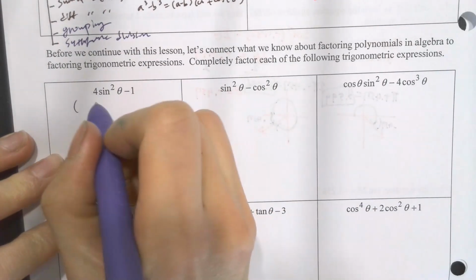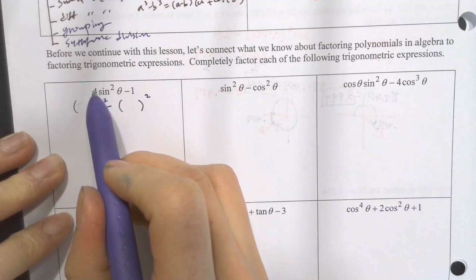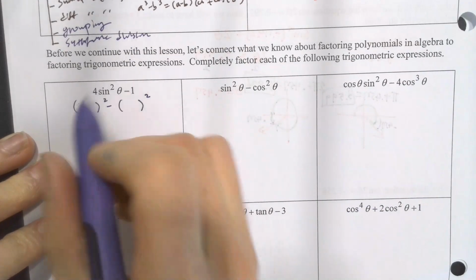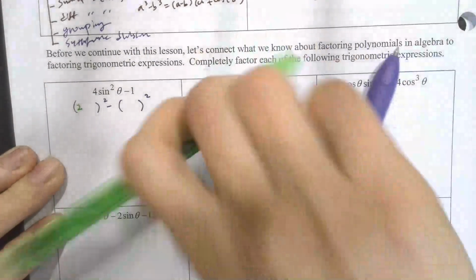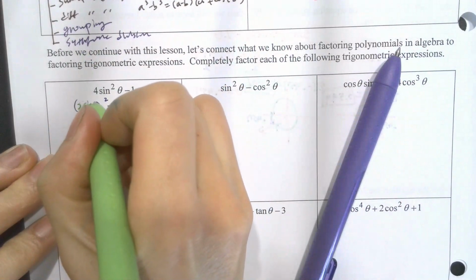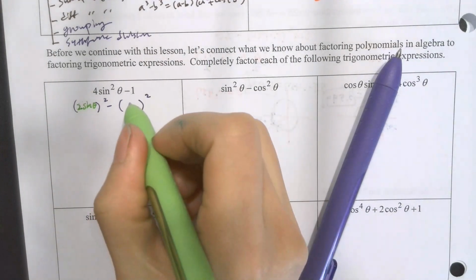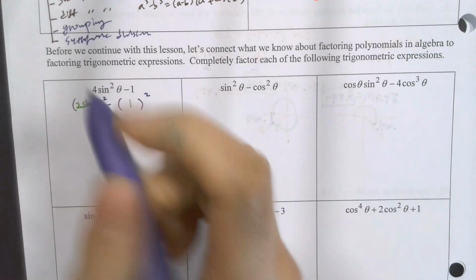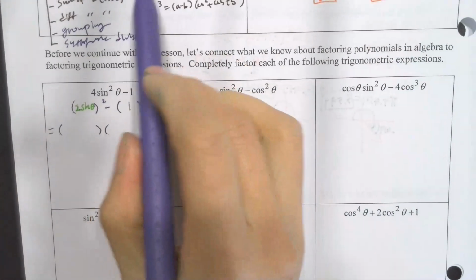Steps of doing that, you need to rewrite it in the roots. So what square gives me 4 sine square theta? Well, let's break it up. 4 is what square? 2 squared. And sine square theta is sine theta squared. So your root will be 2 sine theta. What about 1? 1 is 1 squared. After you break it down into that, then you can go ahead and use the formula. It's going to be a squared minus b squared is a plus b times a minus b.